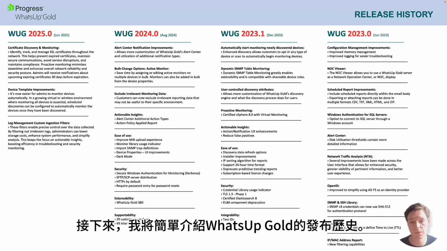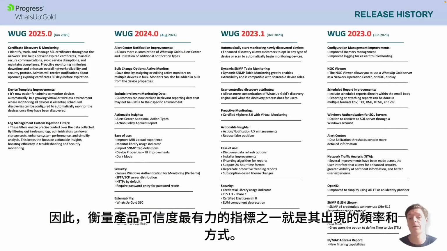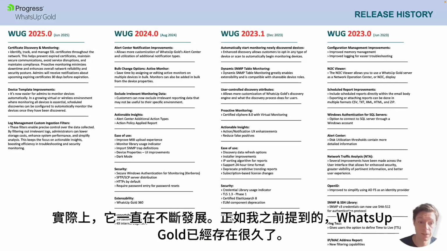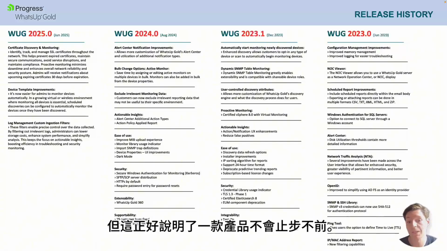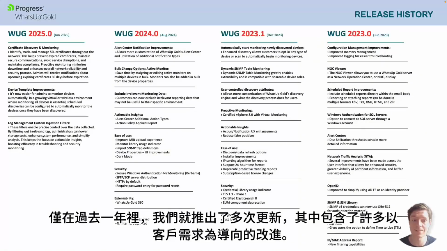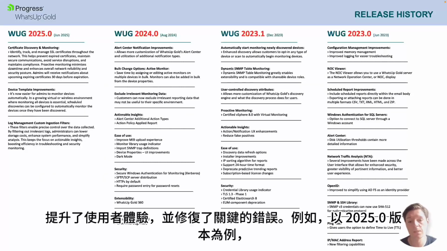So I'm now going to talk a little bit about our release history here at WhatsUp Gold. One of the most powerful indicators of a product's credibility is how often and how meaningfully it actually evolves. As I mentioned, WhatsUp Gold has been around for a long time, but it is a prime example of a product that doesn't just sit still. In just the past year, we've delivered multiple updates packed with customer-driven enhancements, usability improvements, and critical bug fixes.